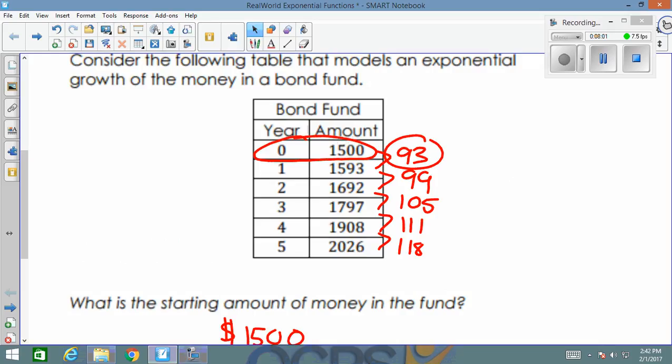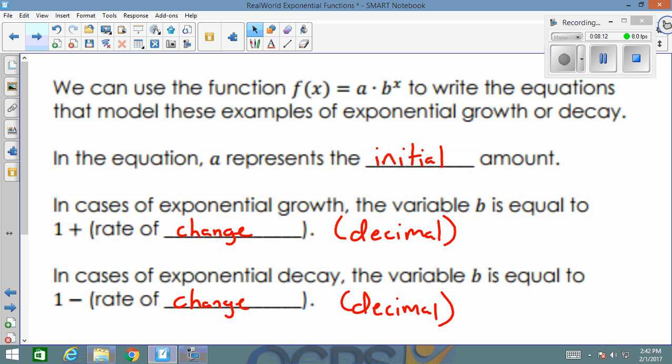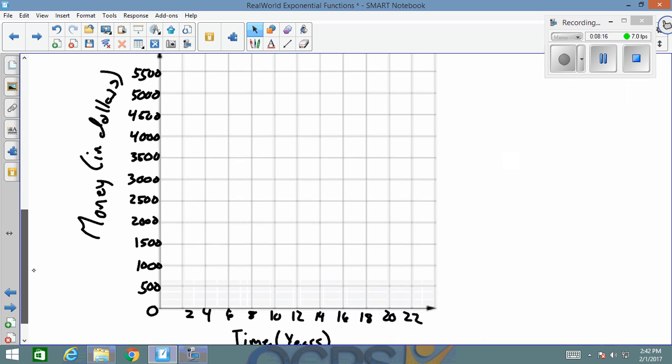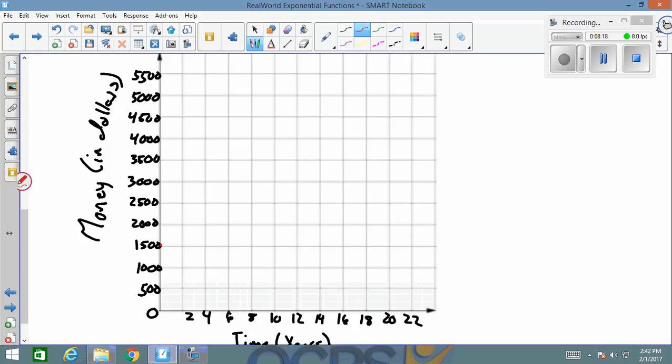If you go back to our initial function here, there's a bunch of points. These are all ordered pairs to that graph, so we can use this chart to graph our points. The first point was 0, 1,500, so that's my initial, and that's going to go right here. Second point was 1, 1,593, so just above 1,500.